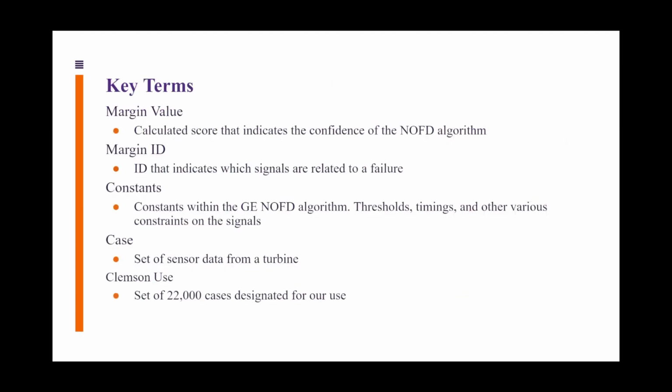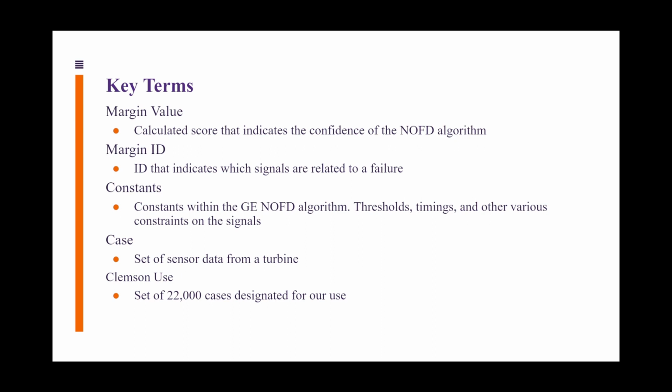So some key terms before we really get into the meat of the project. The margin value is essentially a confidence score that the algorithm assigns to a given case based on its reading. So it would assign its confidence that, oh hey, I said that the flame went out, this is how confident I am. The margin ID is an ID that indicates which signals are related to a failure, and these can be useful for diagnosing and figuring out which cases to target.